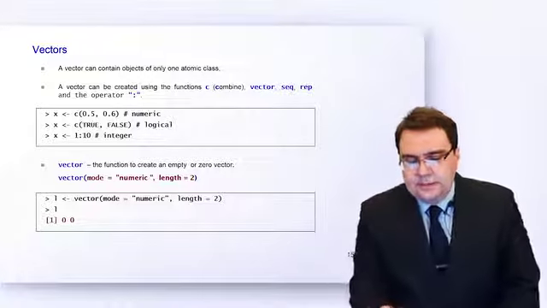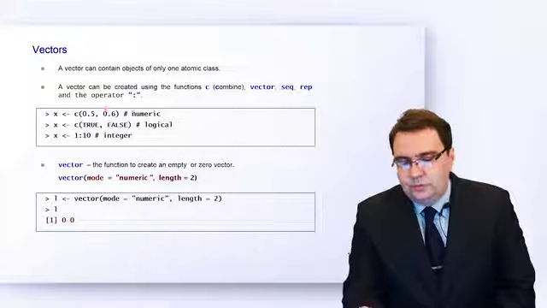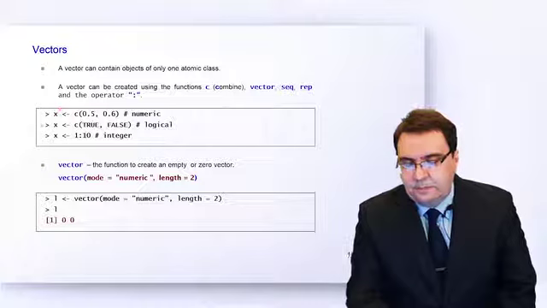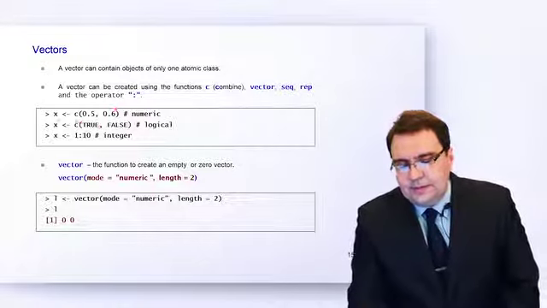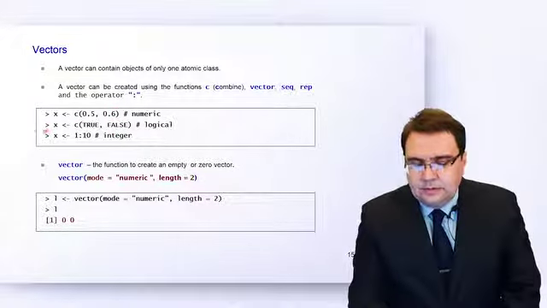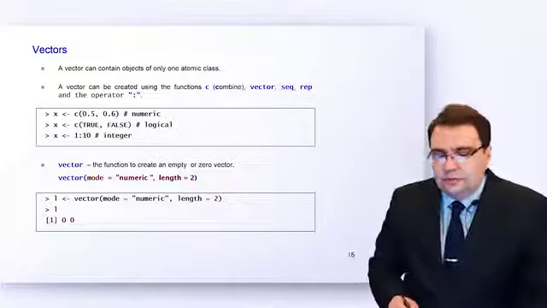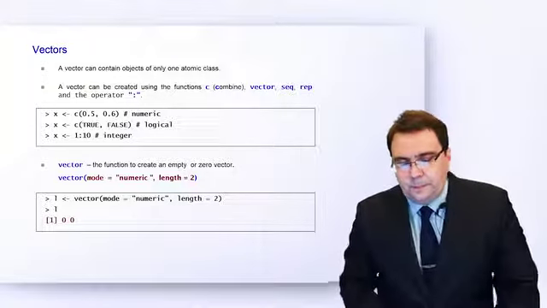An example in this box. In the first line, I create a vector of two numeric elements with the help of function c. So you see c 0.5, 0.6. Then the next line creates a vector of two elements with objects of logical structure, TRUE and FALSE. And the third line creates a sequence of integers.